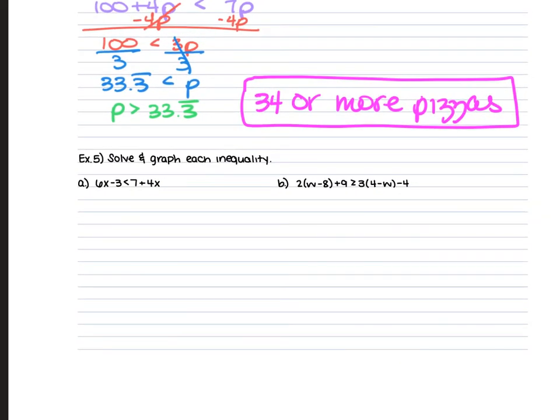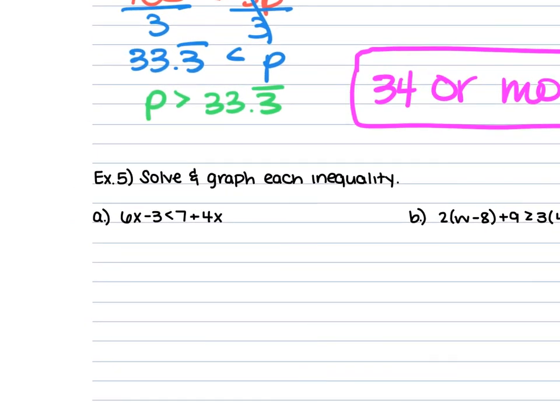For our next example, we're solving and graphing these inequalities without the word problems. They just have the two variables on both sides. So we are first going to get the variables together. We always want to bring the one variable that's lesser over to the one that's greater. So in this case for A, we're going to subtract 4x from each side. We get 2x minus 3 is less than 7.